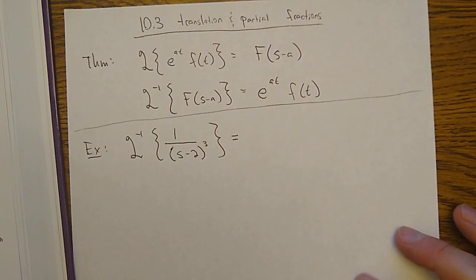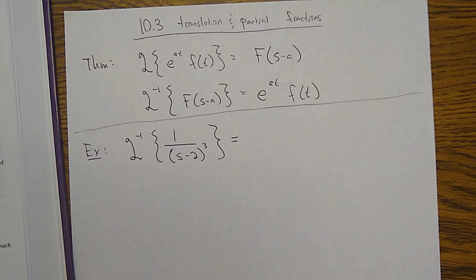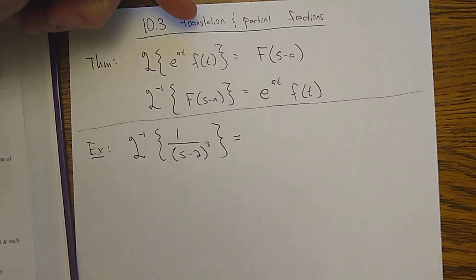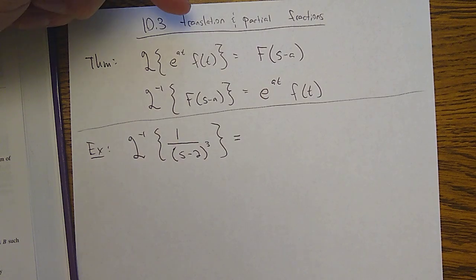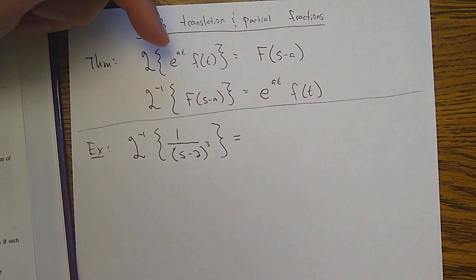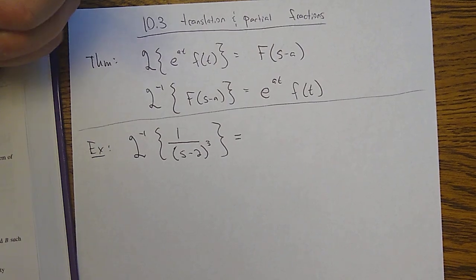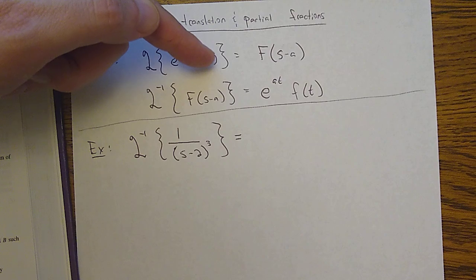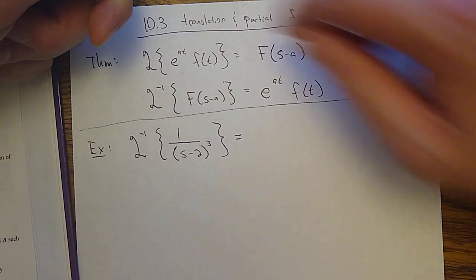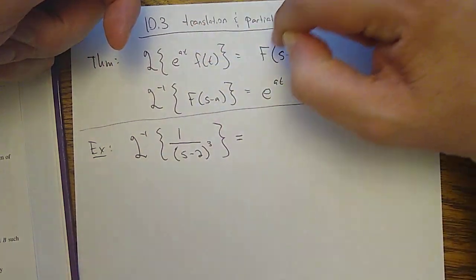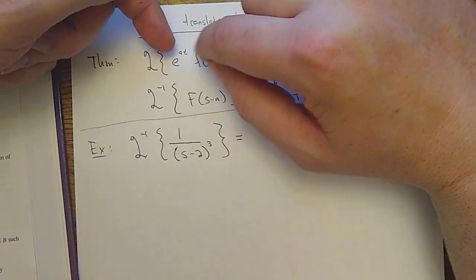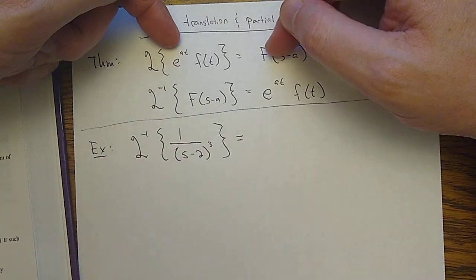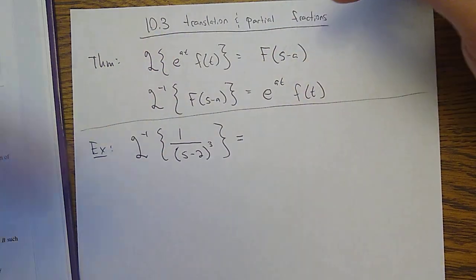Okay, so I'm going to start 10.3. 10.3 is mostly about translation, which means the following in this context. If we did the Laplace transform of e to the at times a function, like little f, whose Laplace transform is big F, then the Laplace transform of little f with this e to the at on it is just big F of s minus a.